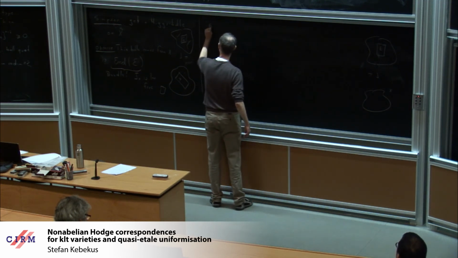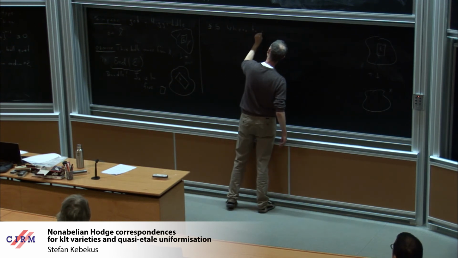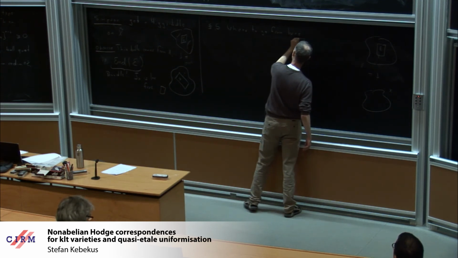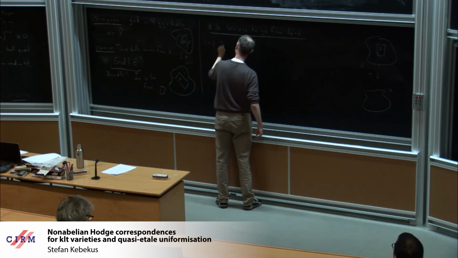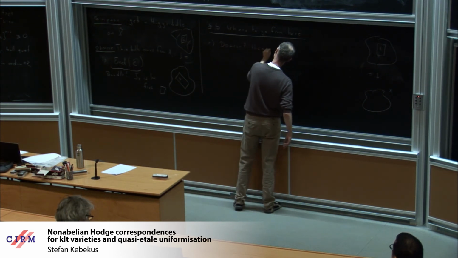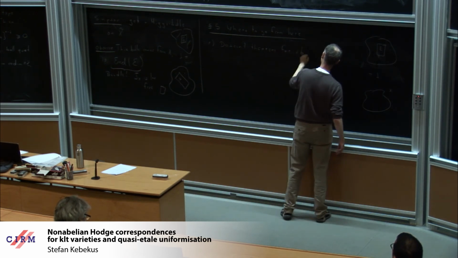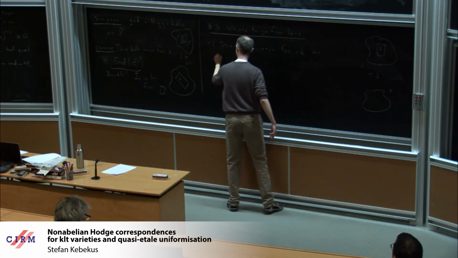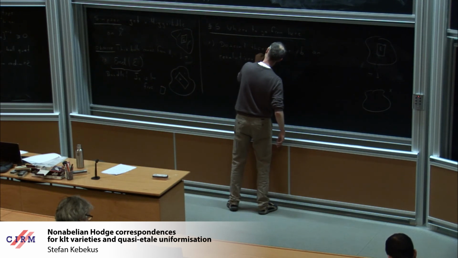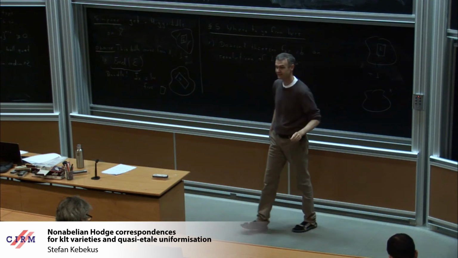So where to go from here for vector bundles on resolutions of KLT singularities. I can't say much about the proof.